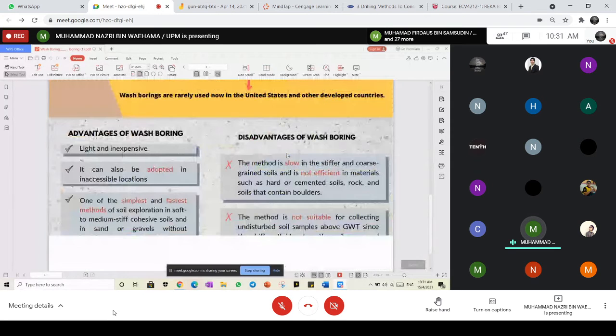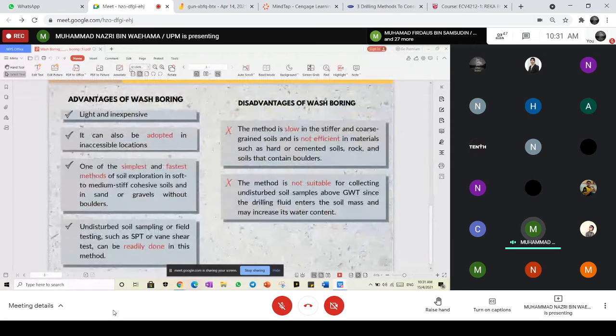Okay, the advantages of wash boring are that it is light and inexpensive. Other than that, it can also be adopted in inaccessible locations. It's also the simplest and fastest method of soil exploration in soft to medium stiff cohesive soil and in sand or gravel without boulders.